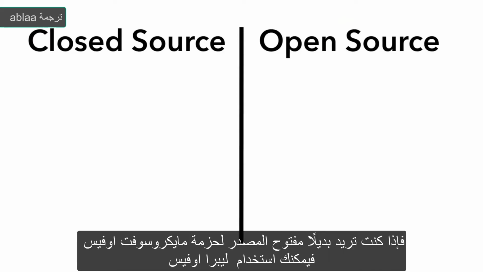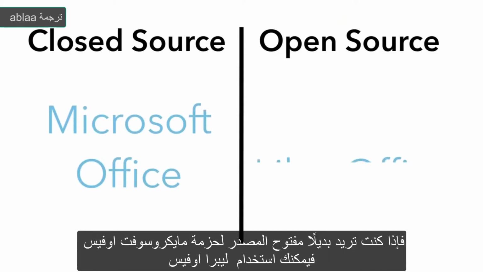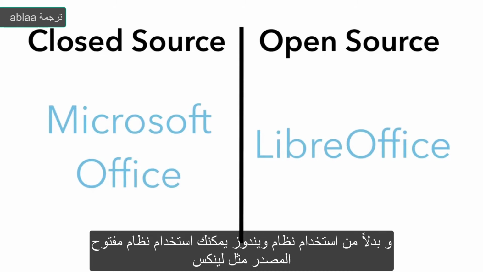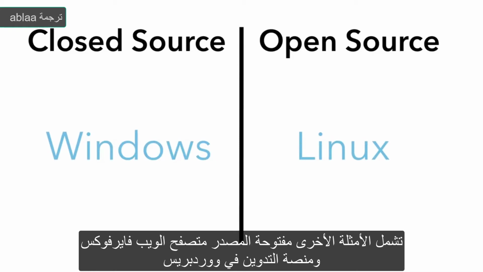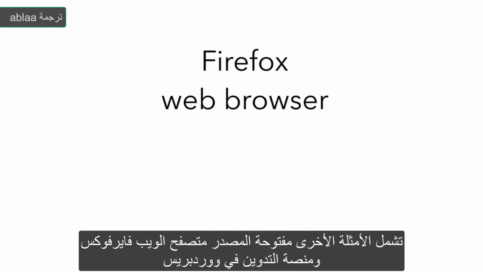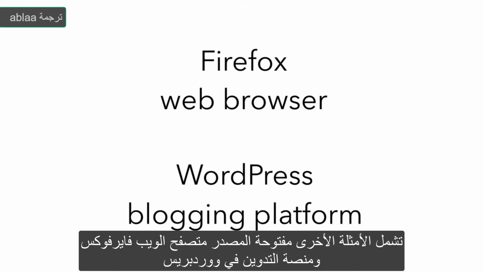If you want an open source alternative to Microsoft Office, you could use LibreOffice. Instead of using Windows, you can try an open source Linux operating system. Other open source examples include the Firefox web browser and WordPress blogging platform.